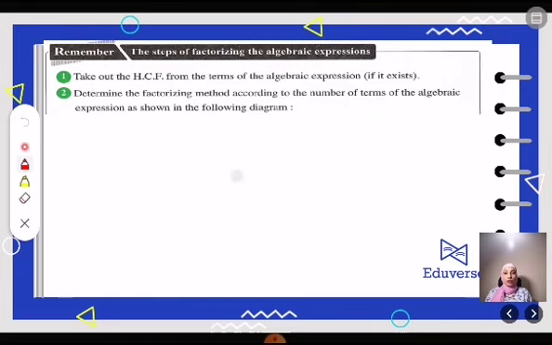So first of all, to know how to factorize an expression, first we need to take the common factor. If there is any common factor between the three terms or the four terms in the expression, we have to take the highest common factor for them. Then we need to determine the type or which method we are going to use to factorize this expression.